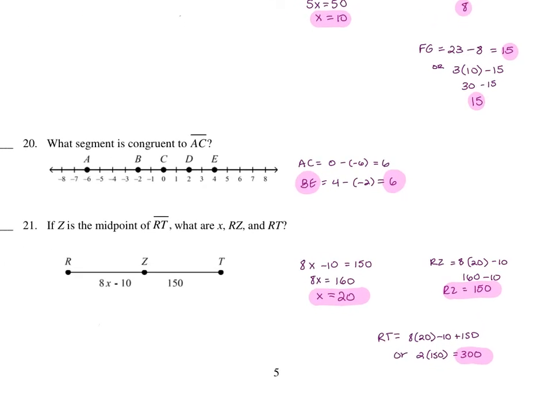20 says what segment is congruent to AC, so first you had to figure out that AC was 6, and then you had to figure out which other one was 6, which would be BE.